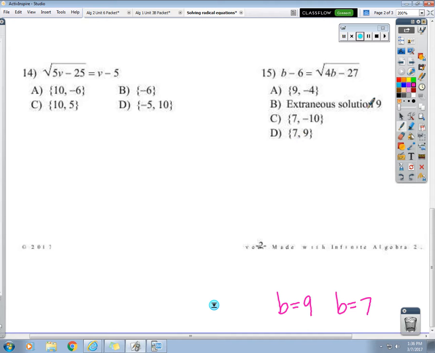But we'll plug in 9 just to rule out B. If I plug in 9 right here, what's 9 minus 6? 3. If I plug in 9 over here, what's 4 times 9? 36. And what's 36 minus 27? And isn't the square root of 9 3? So 9 works. Therefore, it's not extraneous. And so it has to be D.